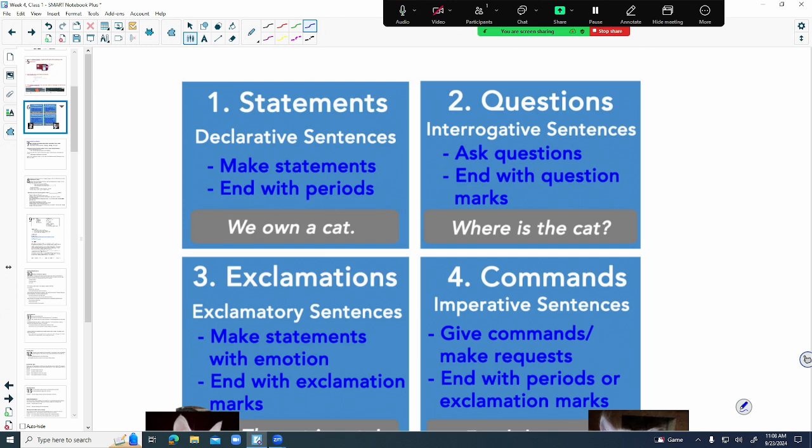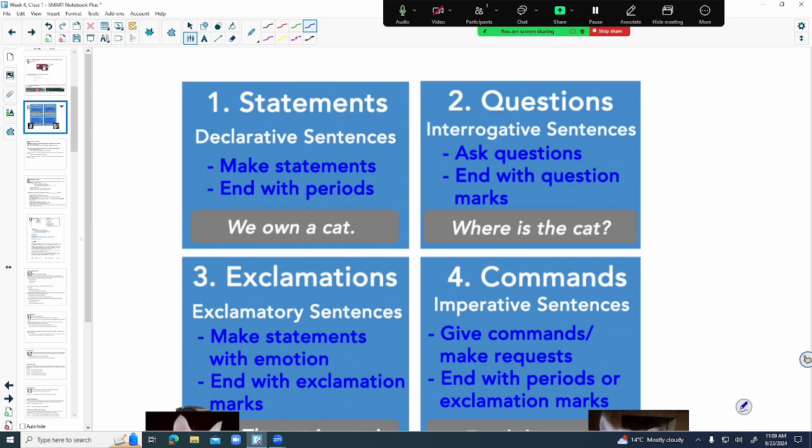Okay, so we're going to start off with a review of what we did last day. Last week on Wednesday, we talked about different types of sentences. We talked about what a sentence is. A sentence is basically a complete idea, a complete thought. Basically a simple sentence has one idea in it. And there are different types of sentences. Some sentences just state a fact. Some sentences ask something. Some sentences show strong emotion. And some sentences give commands or tell people to do stuff.